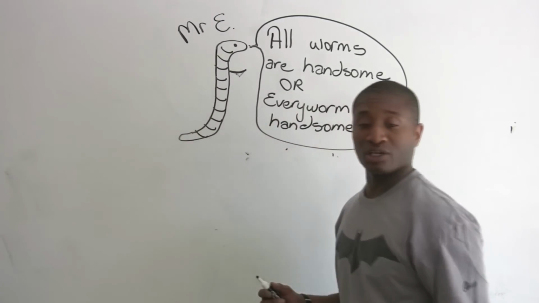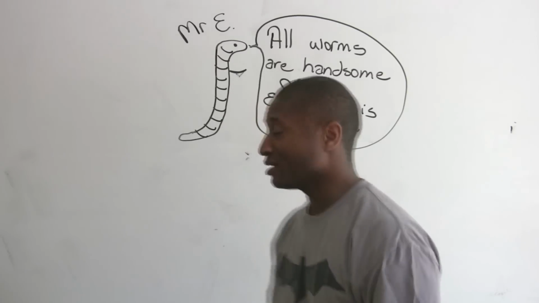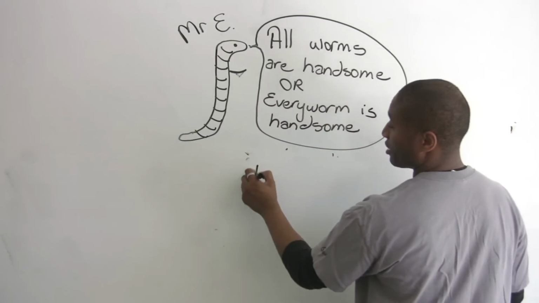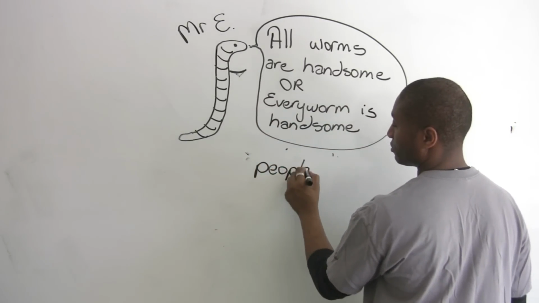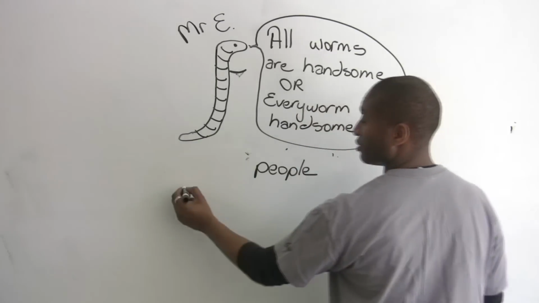Okay? Cool. So the first thing we did was all and everything, because they're not exactly the same. One is inclusive, meaning all parts. The other one is singular, meaning one part. Okay? The next thing I want to do is people. This is where people make the biggest mistake with all and everything.